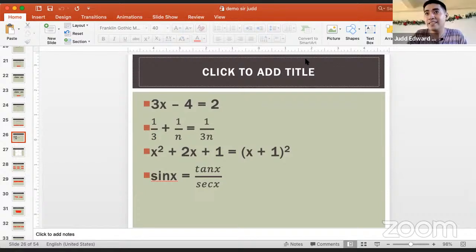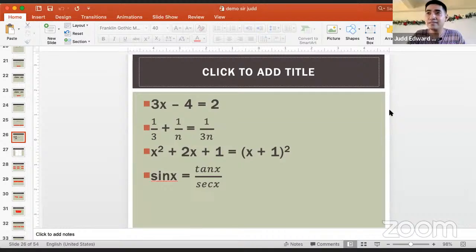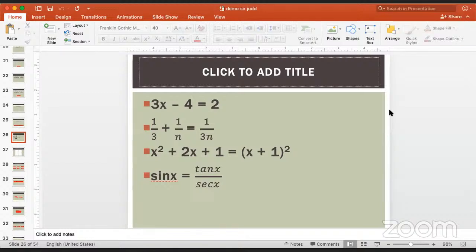Is this an identity? Why? Bakit siya naging identity? Is it true to all values of x? Pag po kasi sinubstitute po yung 2 sa x, nakukuha po sa 3 times 2 is 6, 6 minus 4 is equal to 2 po.